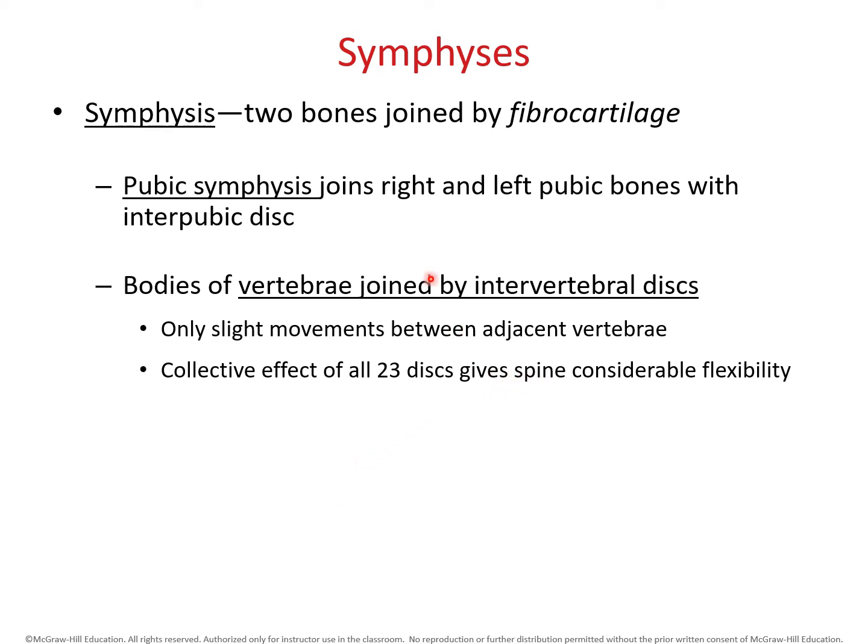The second type of cartilaginous joint is called a symphysis. This is where we're going to have the two bones specifically connecting by way of fibrocartilage. And you might remember fibrocartilage is the strongest kind of cartilage that we have. So this means that the bones being joined by this have a really, really strong connection.